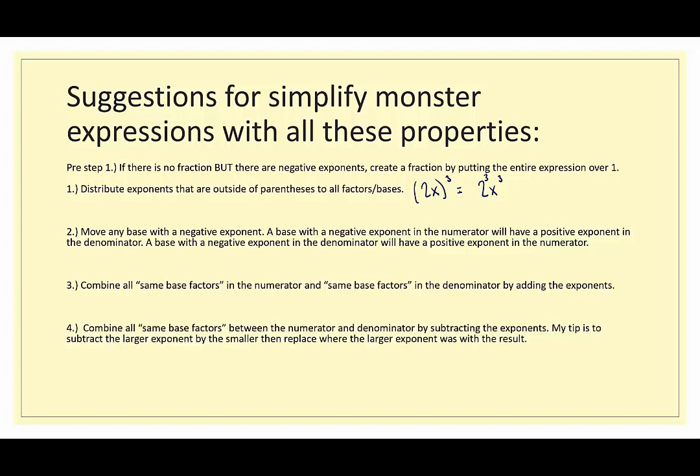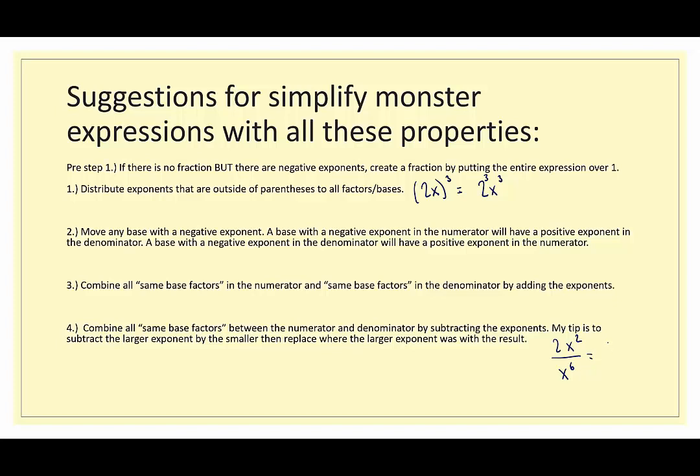Then we're going to combine all same base factors between the numerator and denominator by subtracting the exponents. My tip, so we don't end up with any negative exponents, is you always subtract the larger exponent by the smaller exponent, and whichever one had the bigger exponent, that's where the remaining factors would go. So if you have, let's say, I'm going to put a 2 up there just so we have something. If we have 2 factors of x in the numerator and 6 in the denominator, when I go to subtract, I'm actually going to do 6 minus 2, which is 4.